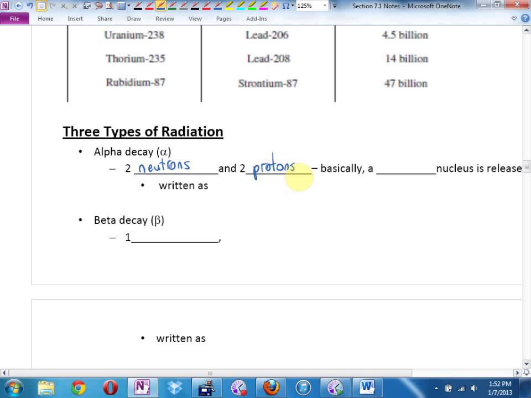You got it? Okay. We can make alpha particles like crazy. In fact, we use these all over the place. And these are not harmful. These are harmless.